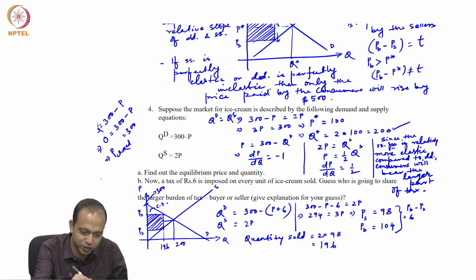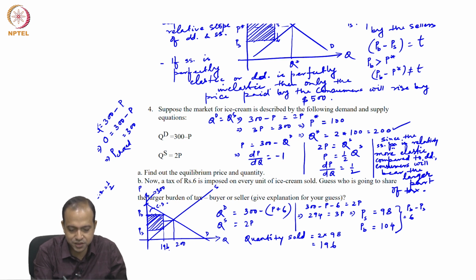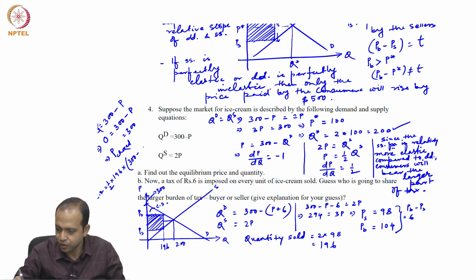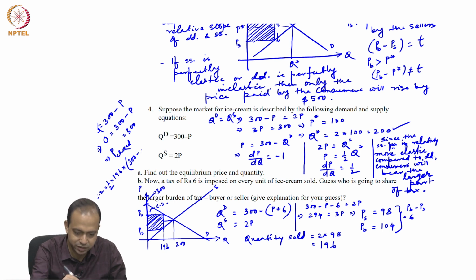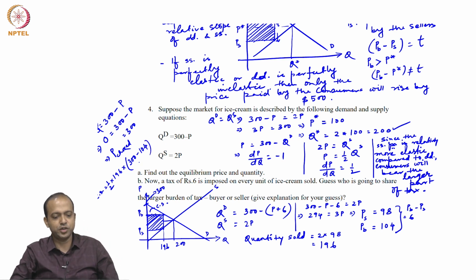So, consumer surplus equals half into base, and what is this distance? This distance is 196, into the height. Height is basically 300 minus PB, and PB is 104. This is the consumer surplus.